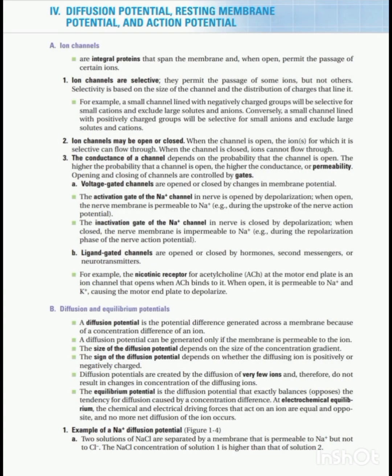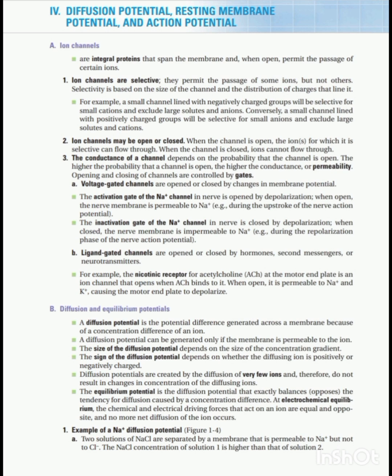Okay, let's see what's written in the BRS Physiology. So diffusion potential is the potential difference that is generated across a membrane because of a concentration difference of an ion. The size of the potential depends upon the size of the concentration gradient, and the sign of the diffusion potential depends upon whether the diffusing ion is positively or negatively charged. Like in case of the potassium diffusion potential, it is negative, whereas the sodium diffusion potential, we discussed, is positive. Minus 94 millivolts for potassium and plus 61 millivolts for sodium.